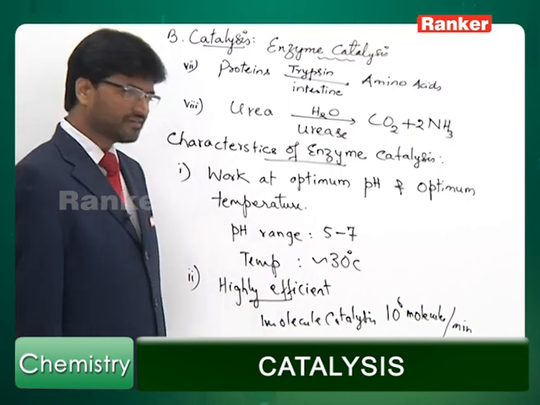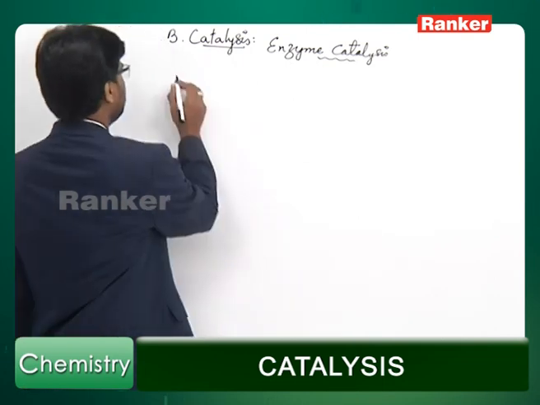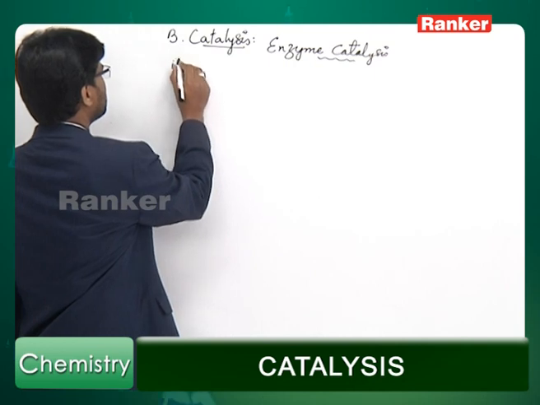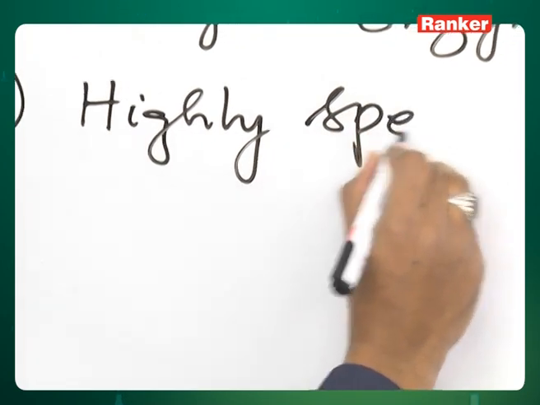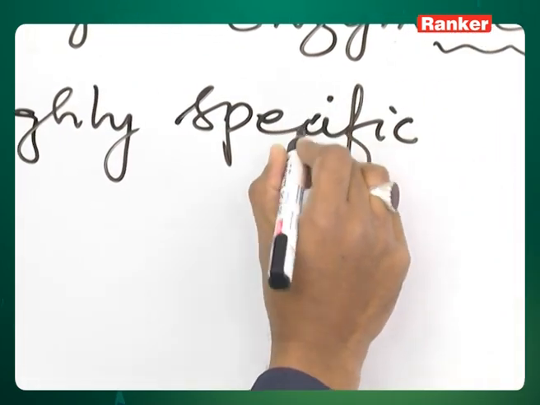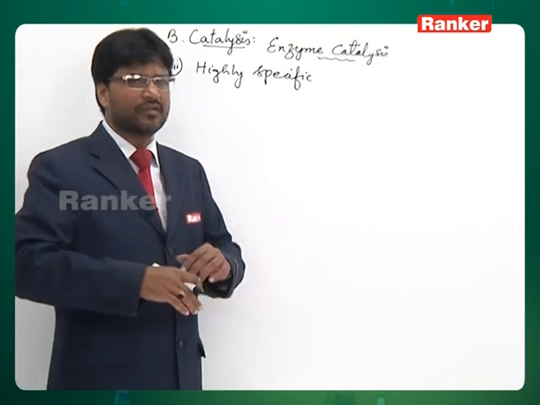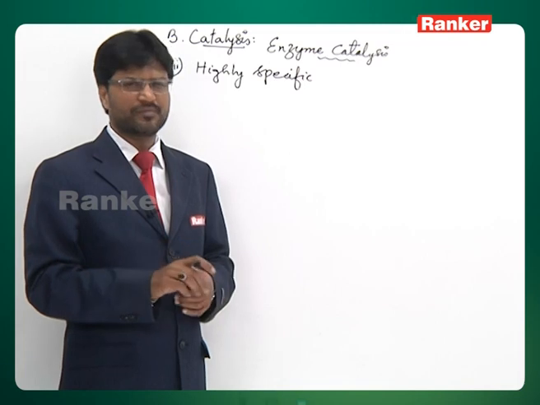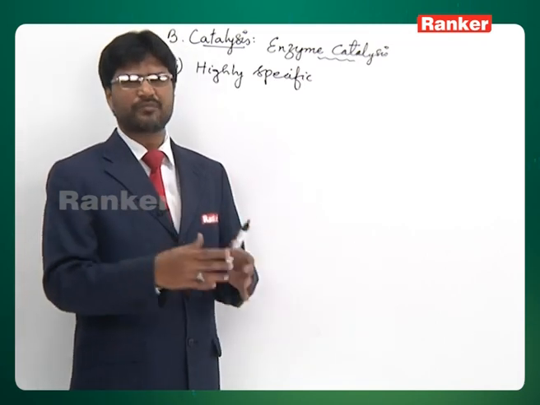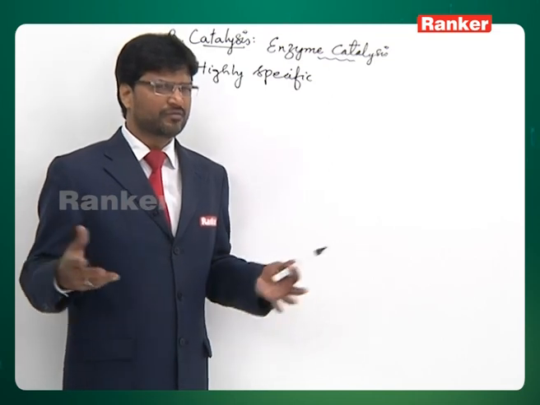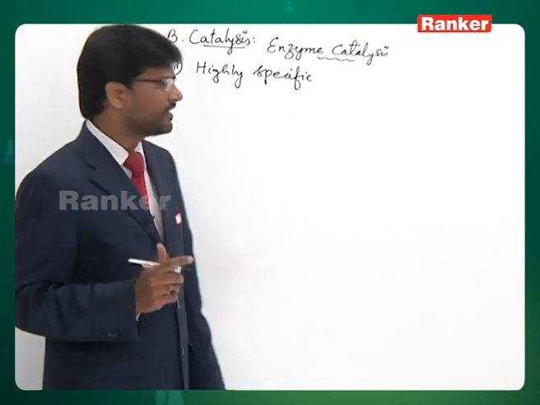Let's learn about more features. We are discussing characteristics of enzyme catalysis. Number 3 in the list. Enzymes are highly specific in their action. That means a particular enzyme will catalyze a particular type of reaction. For example, an enzyme which can break down urea or an enzyme which can break down proteins will not be able to break down other amide linkages. So enzymes are highly specific in their action.